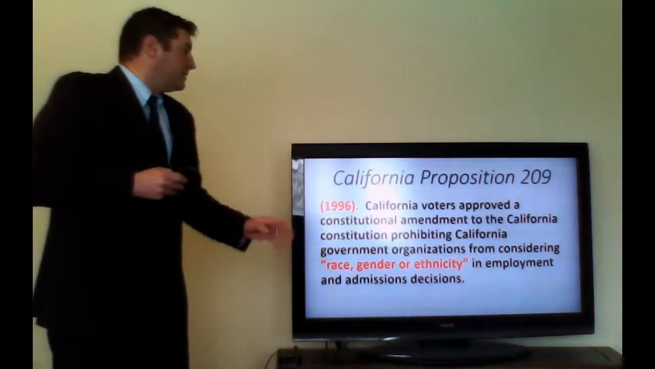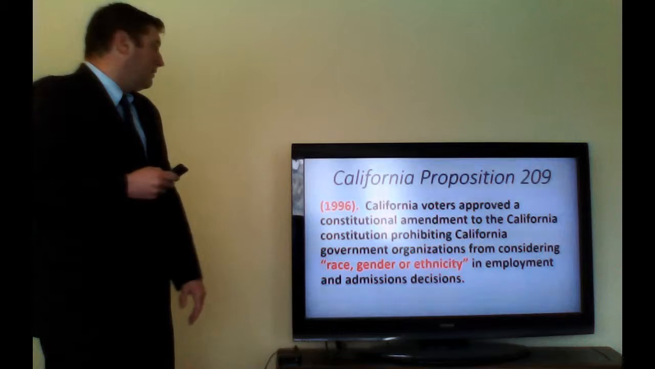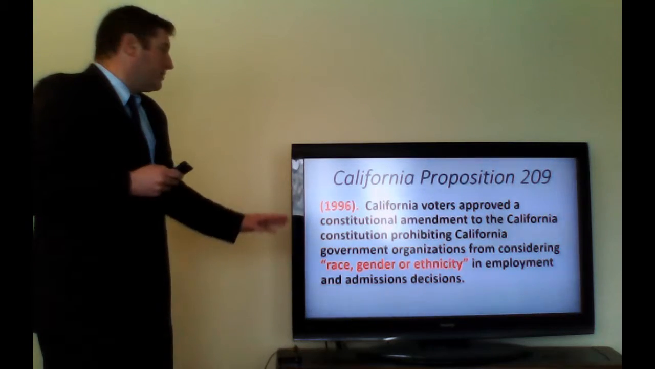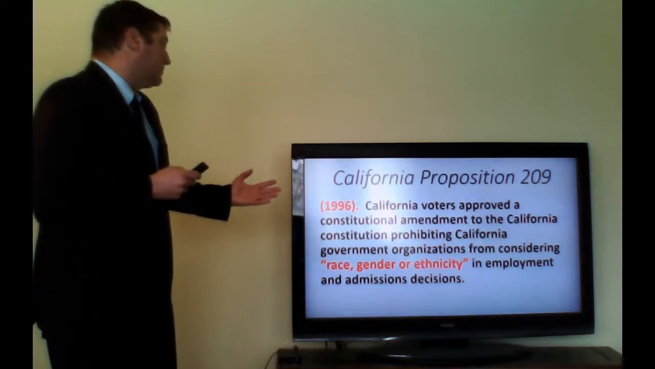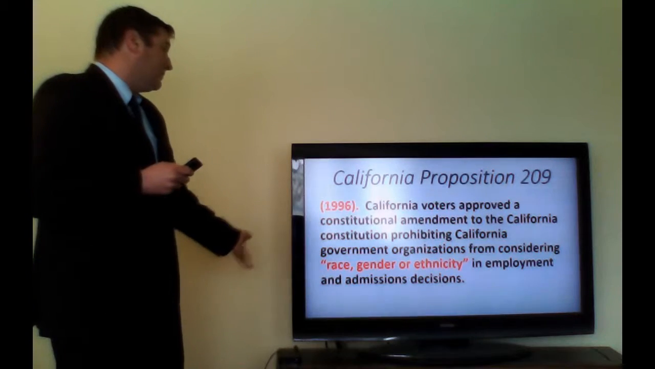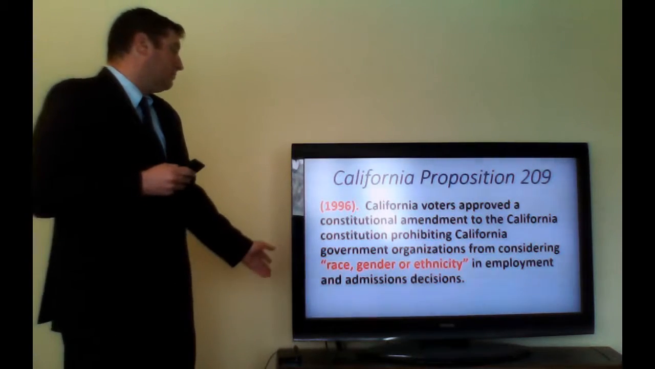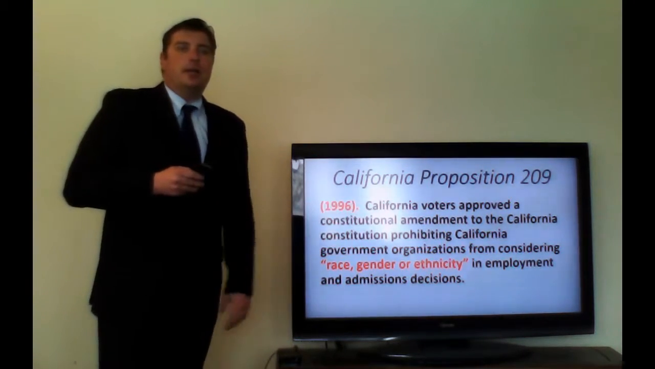And California has gone a step further. Proposition 209, California voters have actually approved a constitutional amendment that prohibits government organizations and schools from recognizing race, gender, and ethnicity. So let's move on to the guided practice.